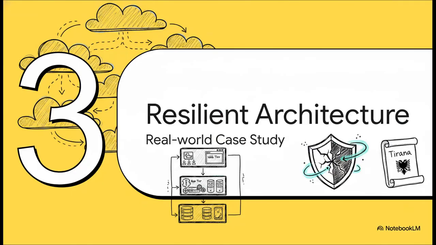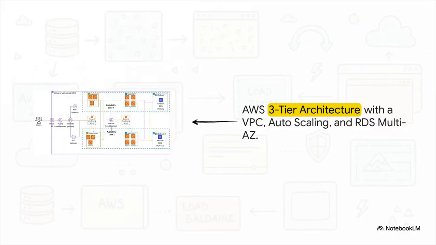Moving on to Section 3, building a resilient architecture. Okay, so that's the theory, but let's explore how researchers from the European University of Tirana put this to the test by building a highly available 3-tier AWS web app. Think of the whole setup like a secure fortress. The outer perimeter is a virtual private cloud, or VPC, which acts as a protective fence around all our resources. And inside that fence, traffic is intelligently directed by load balancers across those multiple availability zones.